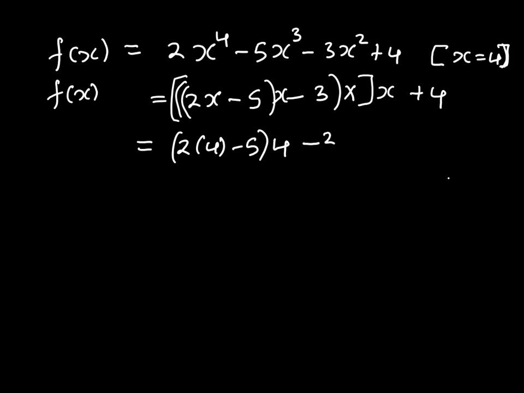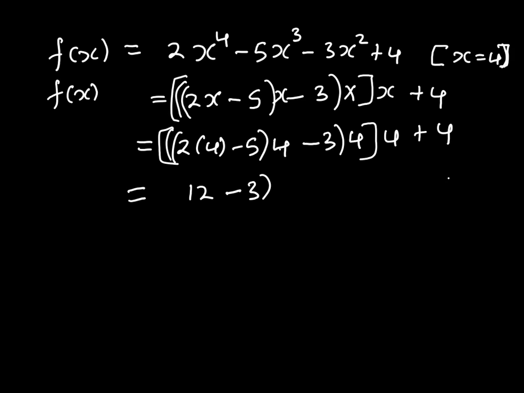After subtracting 3, the answer you get is multiplied by 4. Then at the end of it, we multiply by 4 and add a 4. What do we get? 2 times 4 is 8. 8 minus 5 is 3. 3 times 4 is 12.